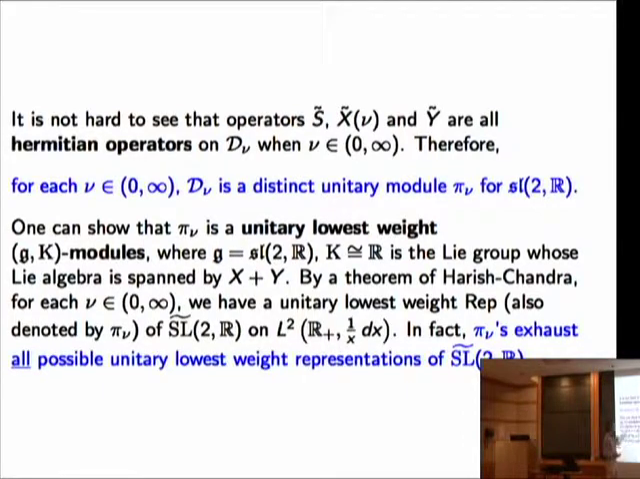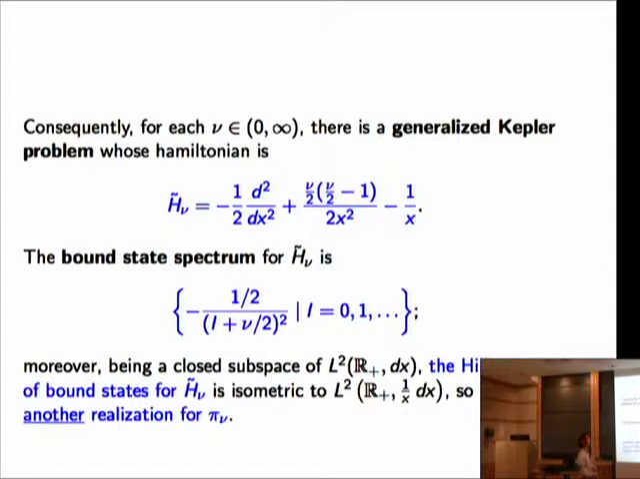So in the end, this pi nu, this Hilbert space, really gives us all possible unitary lowest weight representations of this group. This means the universal cover of SL2R. There is a classification theorem, and you compare the result, you get all of them. Now, I come to your question.